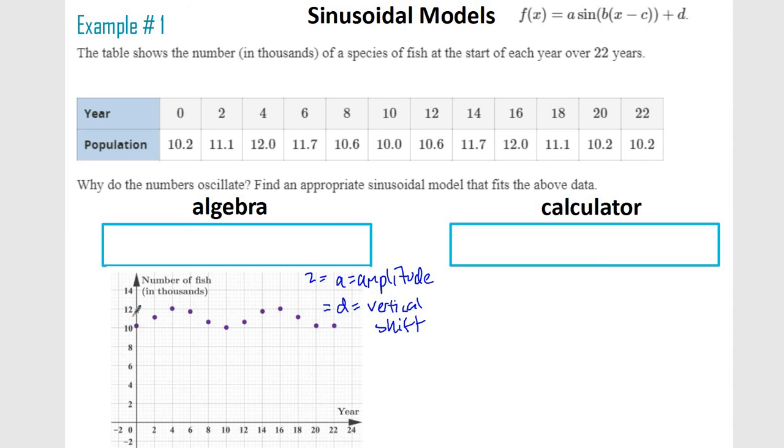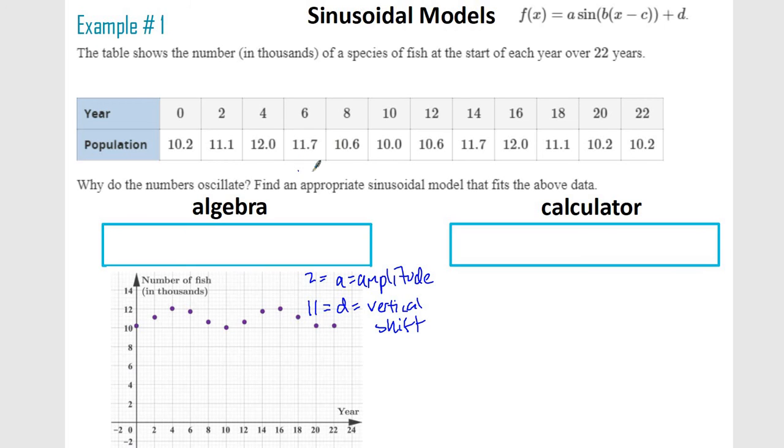The vertical shift is the average, kind of like the middle of your graph, the average of the highest and the lowest. So the average of 12 and 10 is 11. So the vertical shift is 11. All right, so now we need to find B and C.